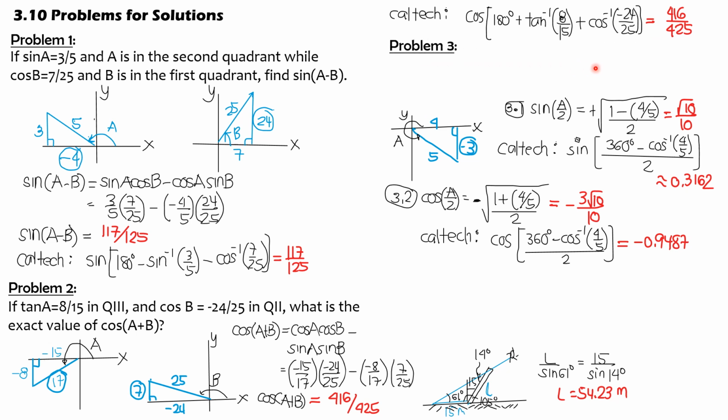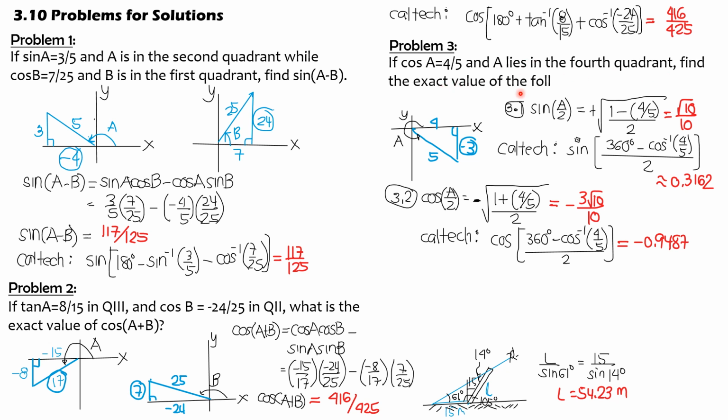Problem 3. If cosine A is 4/5 and A lies in the fourth quadrant, find the exact value of the following: sine of A over 2, cosine of A over 2.